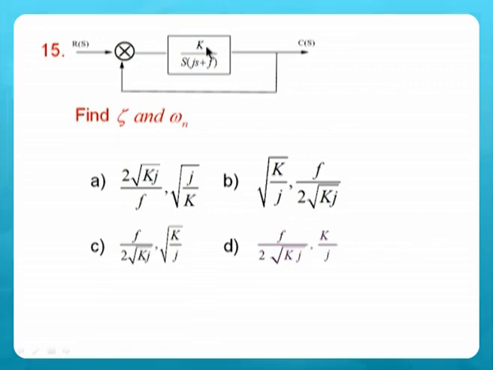This is another problem given of a mechanical rotational system whose G of s is given by K by s into (Js plus f), a second order system. And you're asked to calculate zeta and omega n. 4 options are given here, A, B, C and D. The first one is zeta, the second one is omega n. So which one will suit to this particular problem we need to see.